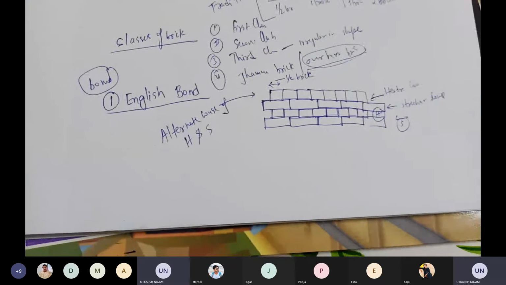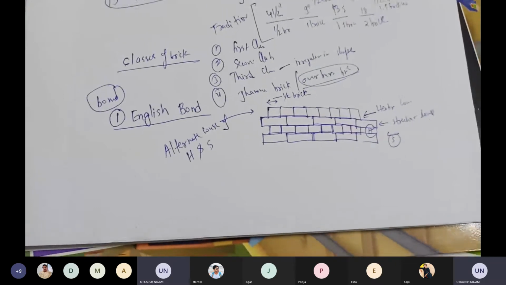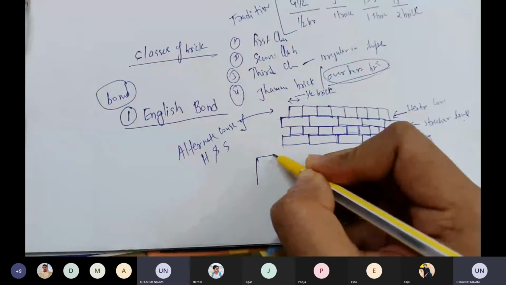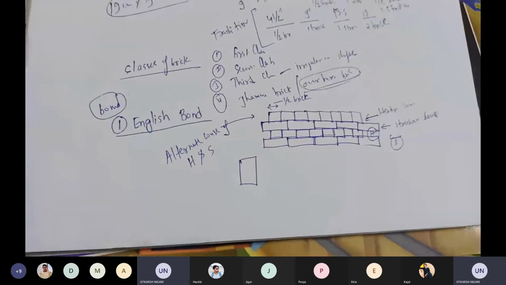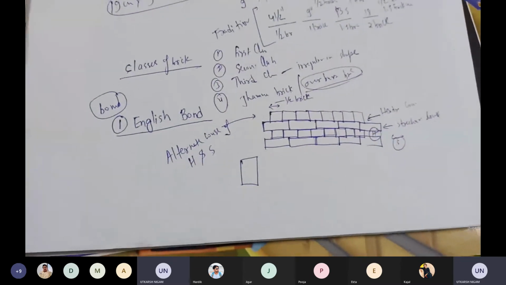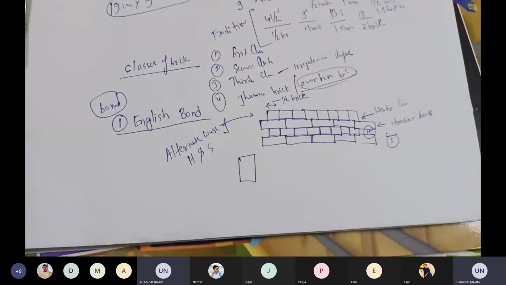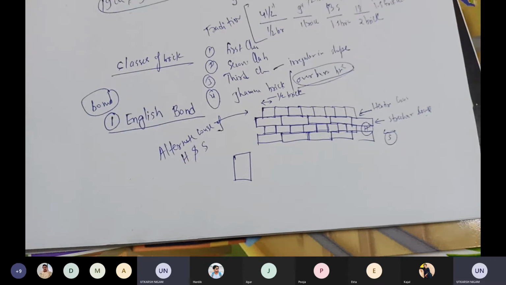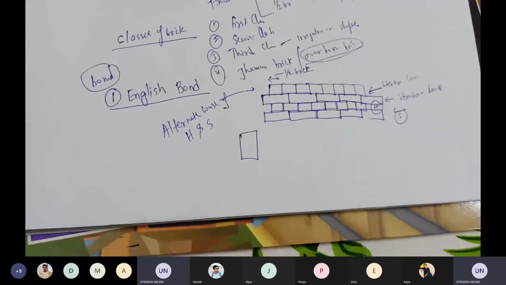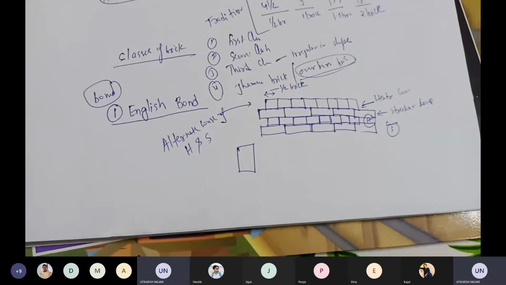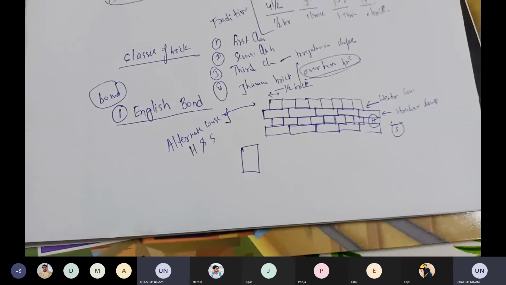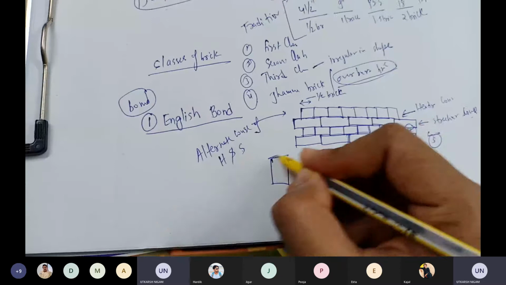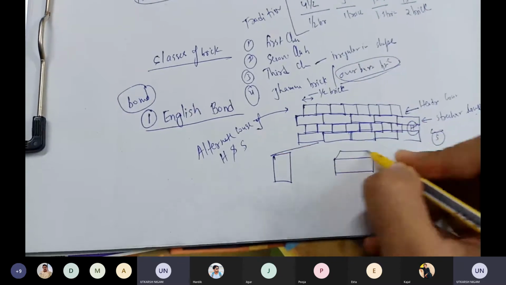We need to understand it. Twin closer, we have already discussed in the last class, what we know about such terms. That is the closer. What do we mean by it? Queen closer is nothing else but when 50% of the brick is used. For example, I will draw a brick to make you understand.